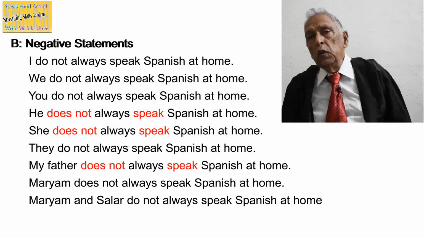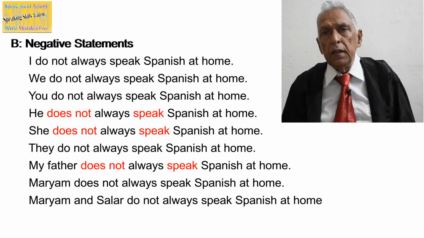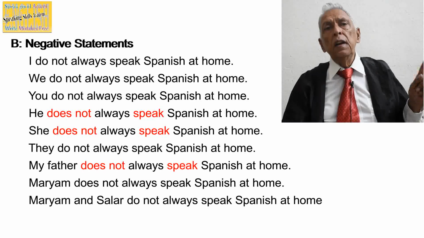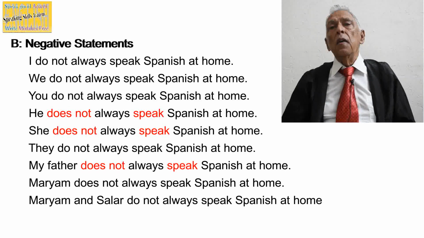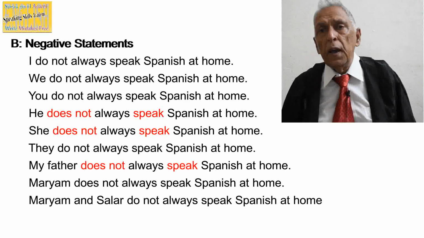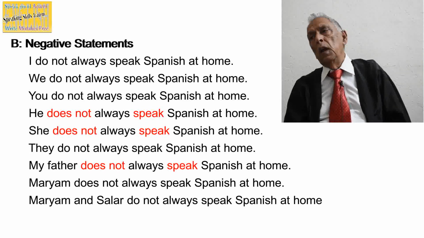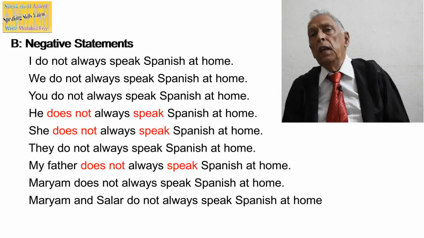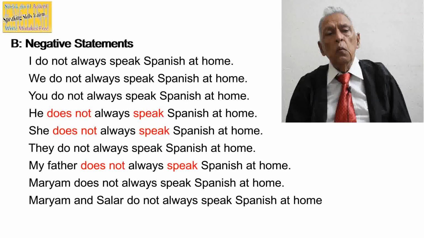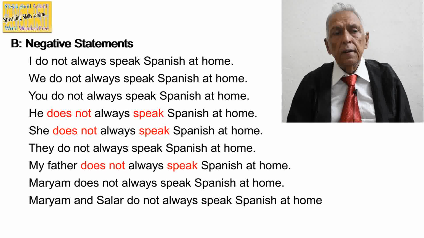We also say, I don't speak Spanish at home. We don't speak Spanish at home. He doesn't speak Spanish at home. She doesn't speak Spanish at home. They don't speak Spanish at home. Mariam doesn't speak Spanish at home. Mariam and Salar don't speak Spanish at home. So with he, she and single persons we use doesn't or does not.